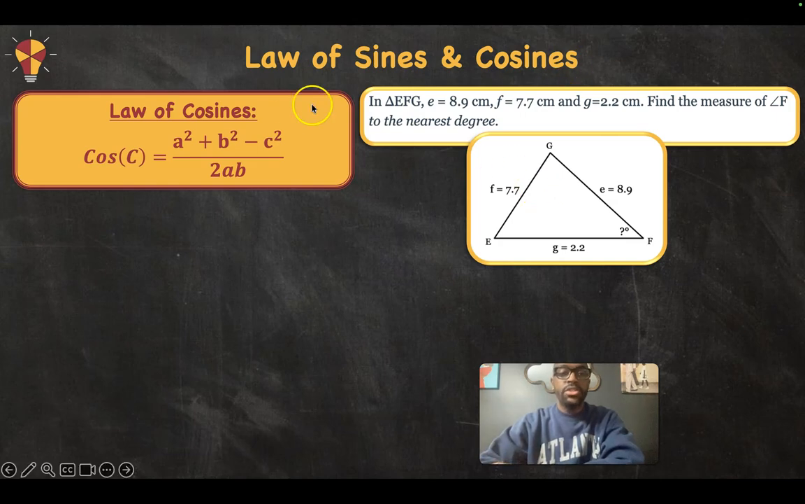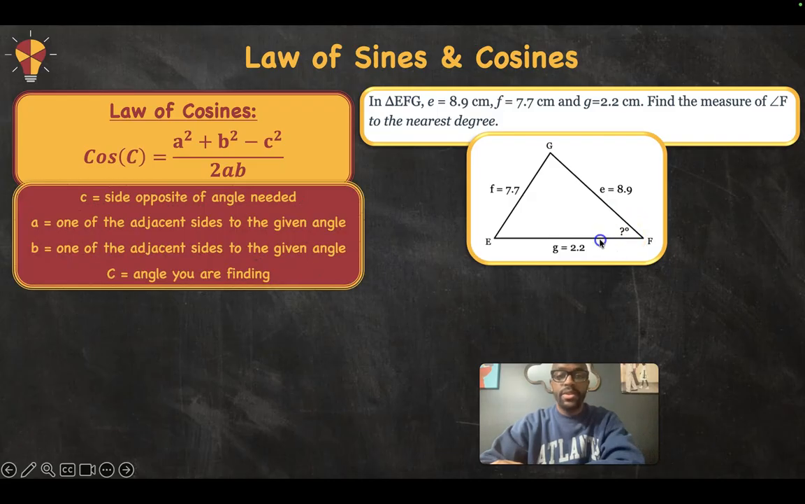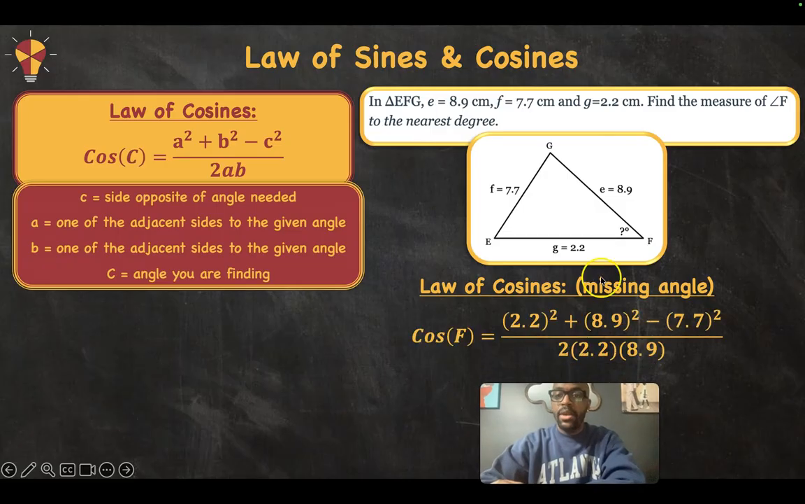Now be careful here. This is the correct formula that you will utilize, but the question is, which one's A, B, and C? That depends on what angle you're actually trying to solve for. If I'm trying to solve for F, that means 8.9 and 2.2 are my A and B, and the C is the opposite side of whatever angle I'm looking for. So if I'm looking for angle F, 2.2 and 8.9 are my A and B, and 7.7 is my C. A and B are interchangeable, but not C. It's important to understand which one is your lowercase c.